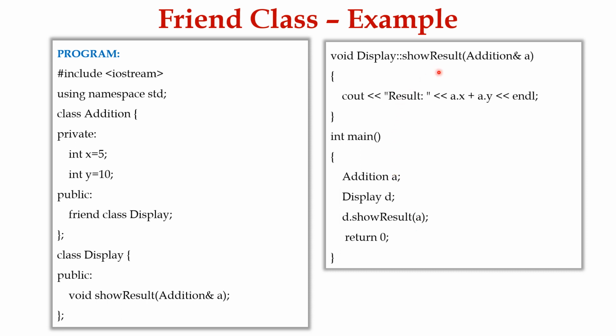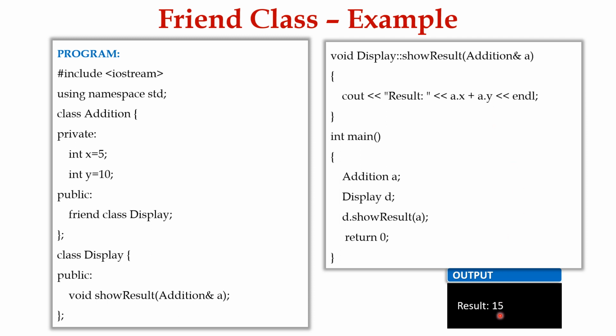Using the reference of object A of class addition, it accesses the private variables x and y, which belong to the class addition, and it performs the addition operation, that is a.x plus a.y. The value of a.x is 5 and the value of a.y is 10. So by adding 5 and 10, the value 15 is displayed to the user as shown in the output.